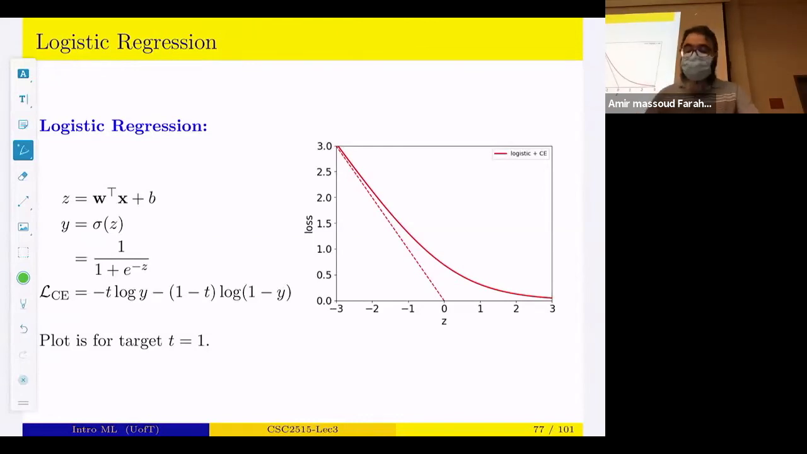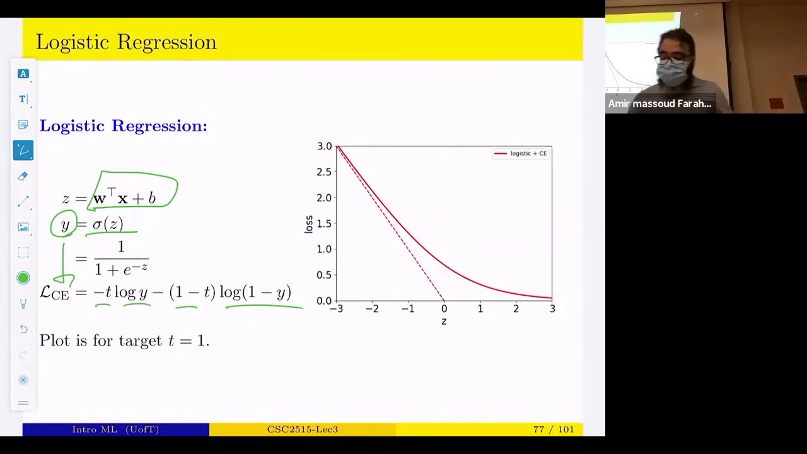Okay, so logistic regression would be the case that we use a linear model. So this is a linear model. And we use the logistic activation function that we have. So we make sure that all the values stay between 0 and 1 through that function. And then the prediction, which would be y, goes through this cross entropy loss function, which would be, as I said, minus t log y minus (1 minus t) log (1 minus y). So if that's the case, this would be called logistic regression.